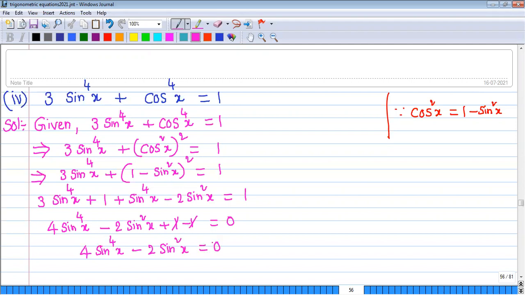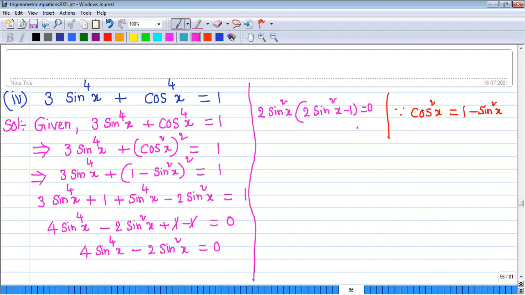Now what shall we do? Will you give any idea? Shall we take out anything common? 2 sine square x common. Very good. 2 sine square x common. That we can write 2 sine square x minus 1 equals to 0.